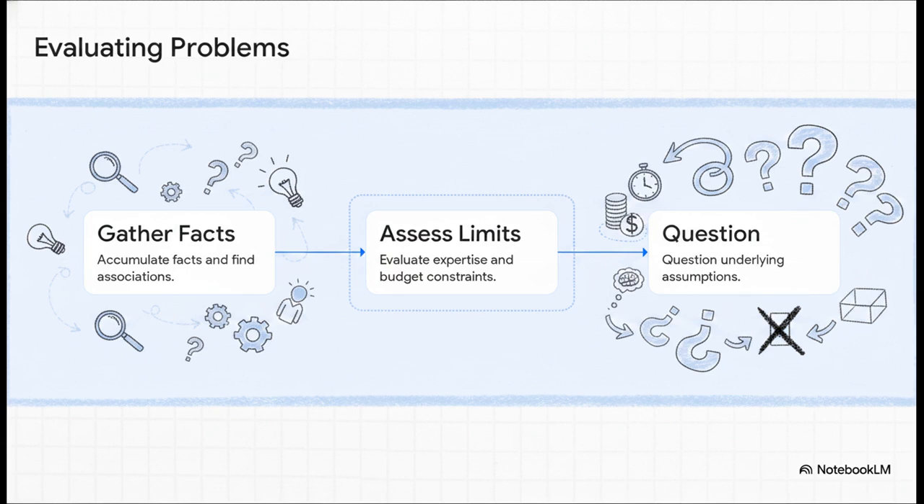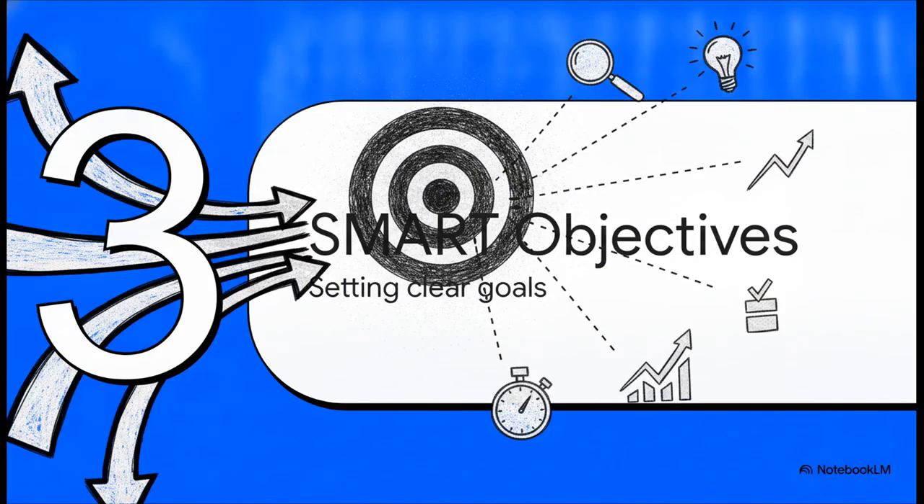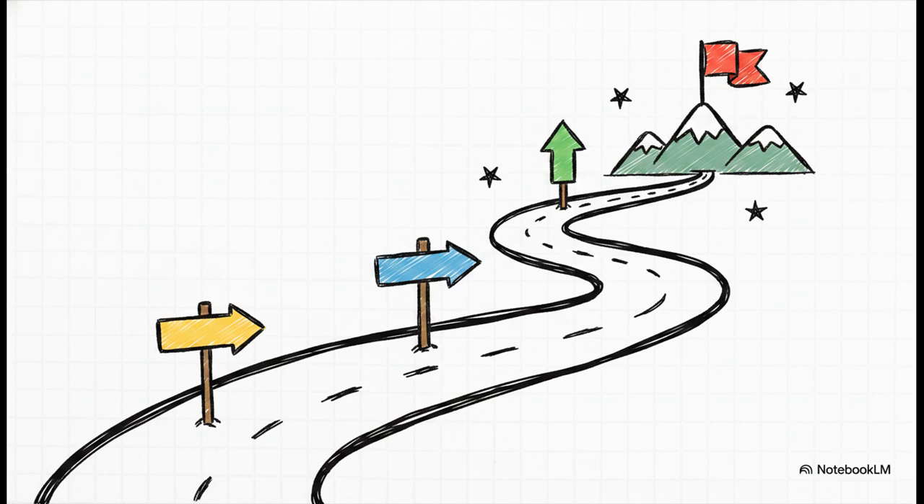A great research problem might be super interesting, but it absolutely must be feasible within your own specific constraints. That brings us to section 3, crafting smart research objectives, so we can start setting some clear goals. All right, so our well-defined problem is now ready to generate some specific goals.